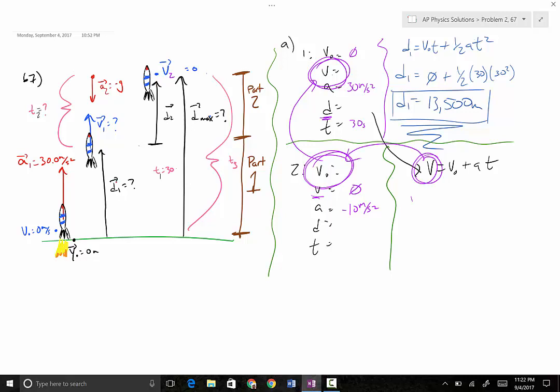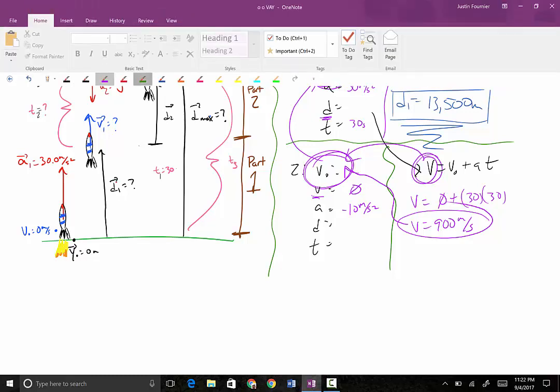So my final velocity, I don't know. My initial velocity was 0. The rocket accelerated in part 1 at 30 meters per second squared, and it did that for 30 seconds. If you calculate that, that's going to give you a final velocity of 900 meters per second. Boom! So that 900 meters per second is the initial velocity for part 2, because the velocity at which part 1 ends would be the initial velocity at which part 2 begins.